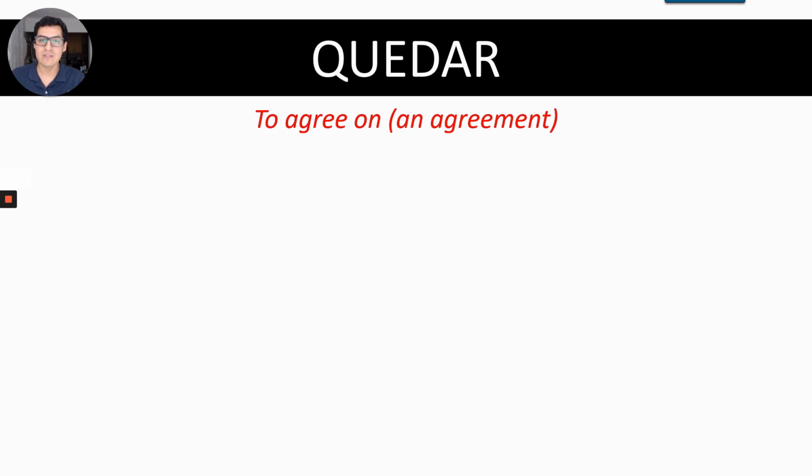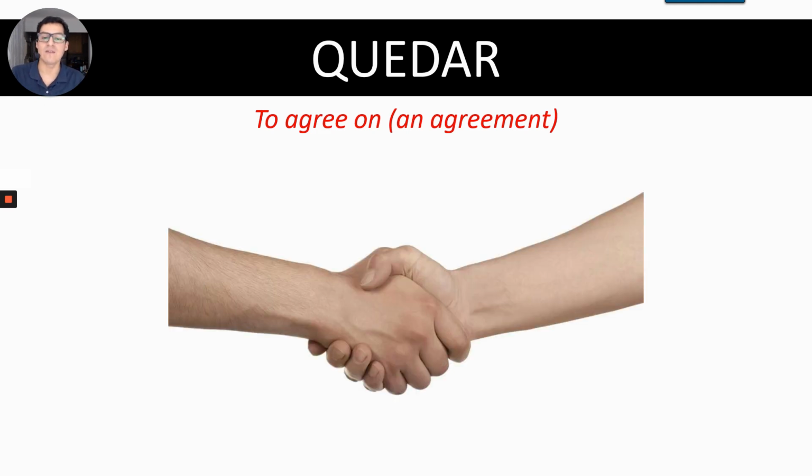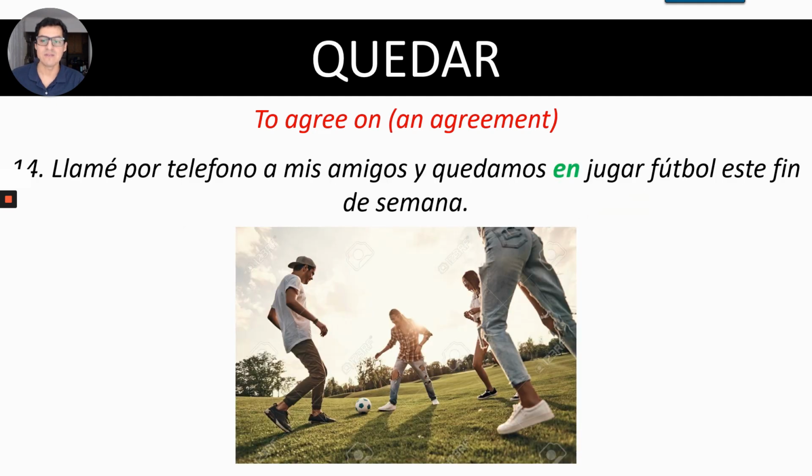Now we are going to use the verb quedar to agree on something, an agreement. But we are not going to use quedar to agree with somebody, because that's going to be estar de acuerdo. We will use quedar to express that we agree on something, an agreement. For example, número 14.